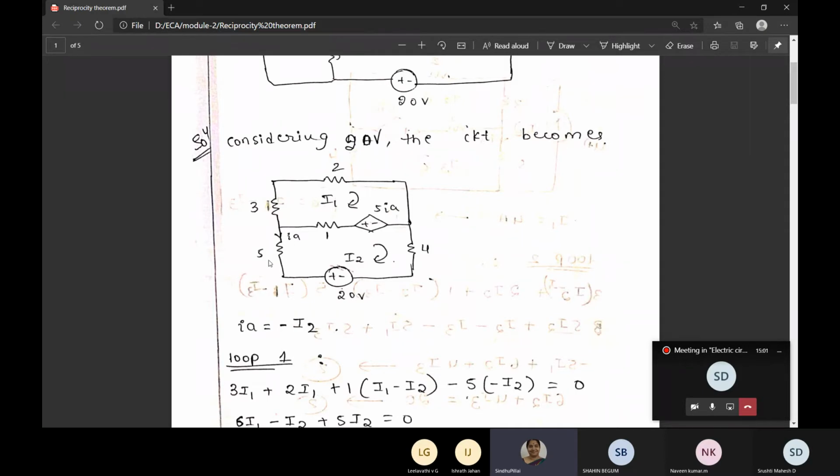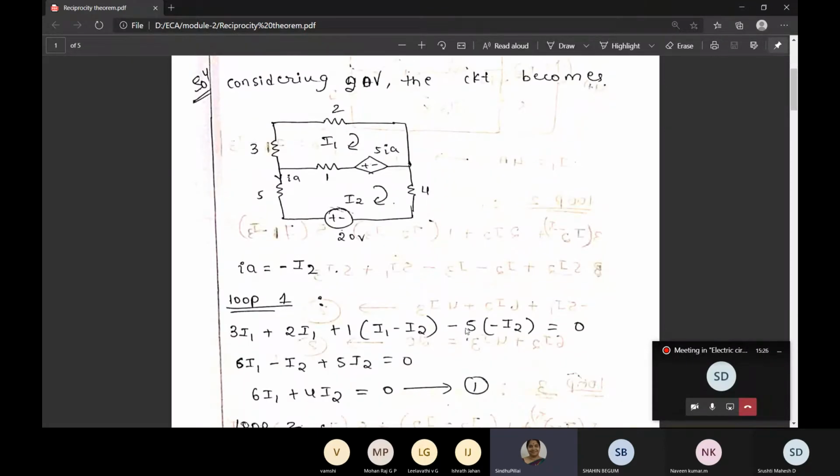You should not multiply this current with the resistance, because when you multiply the current with resistance, it becomes voltage. What they have given is a current dependent voltage source, depending on the current, so just write the current there. That is minus I2. Wherever I have minus 5IA or plus 5IA, just substitute IA as minus I2. Here I have written minus 5 into minus I2 equal to 0 for loop 1, because the current is entering the negative sign, so it is minus 5IA. And when it is entering the positive sign for loop 2, it is plus 5IA.